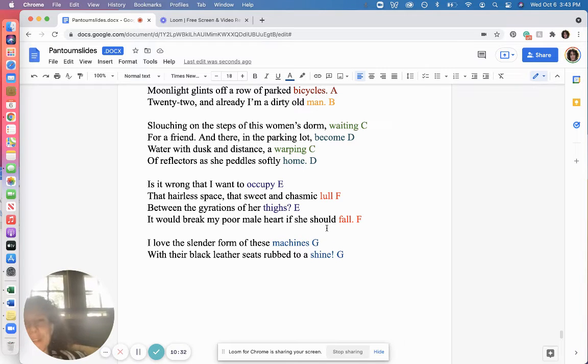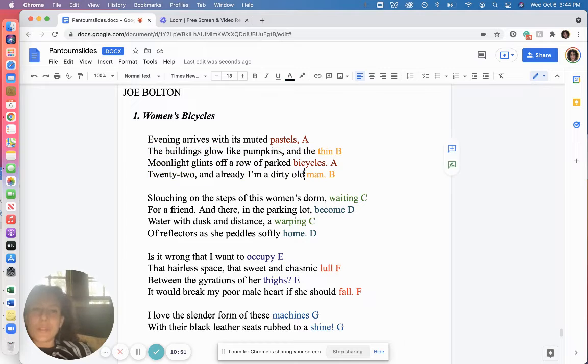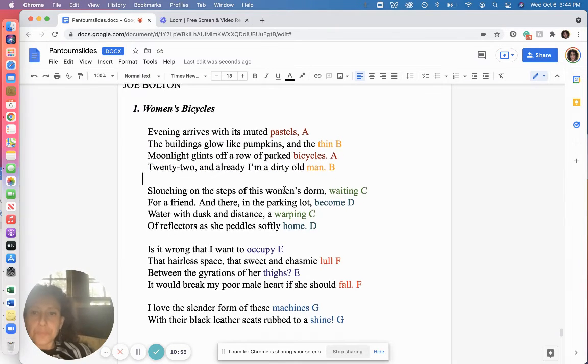But it's also kind of funny, right? Because one of the reasons why the black leather seats are rubbed to a shine is because the woman's butt is rubbing against it, right? So there's that kind of comic humor that occurs with the volta at the very end. And the other thing I would even argue is that there are turns throughout the poem. I would even argue 22 and already I'm a dirty old man is a turn as well.